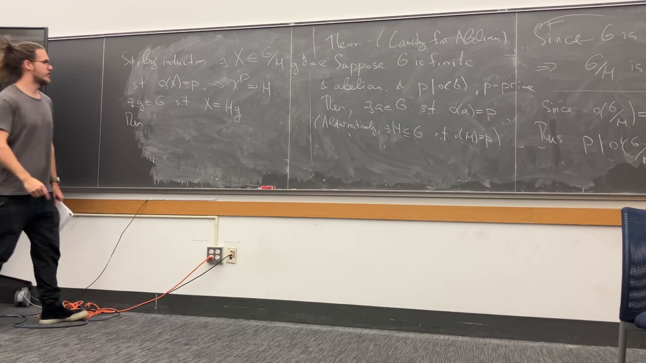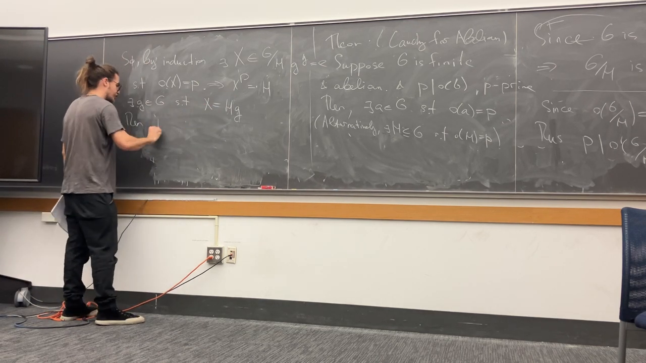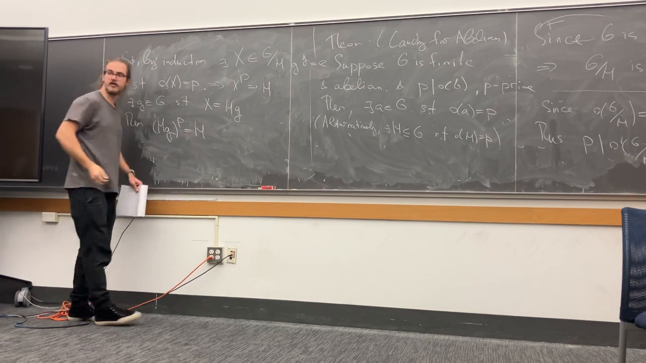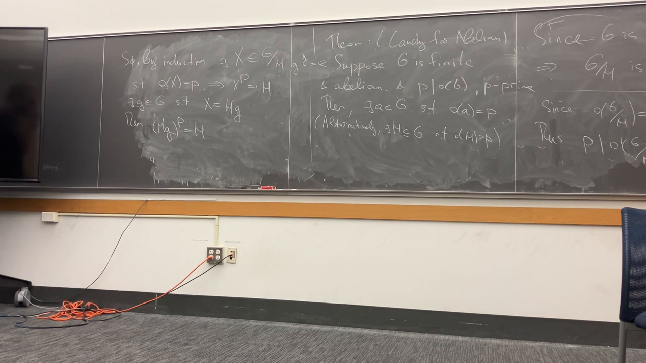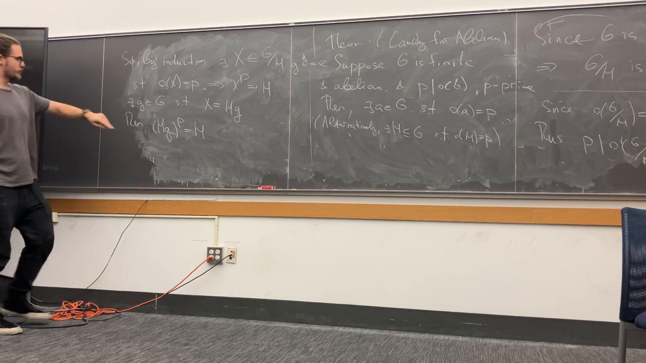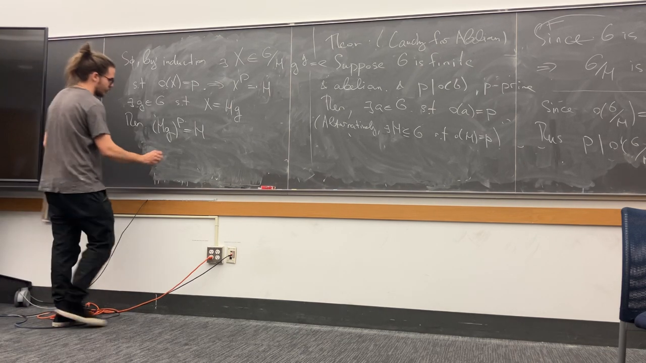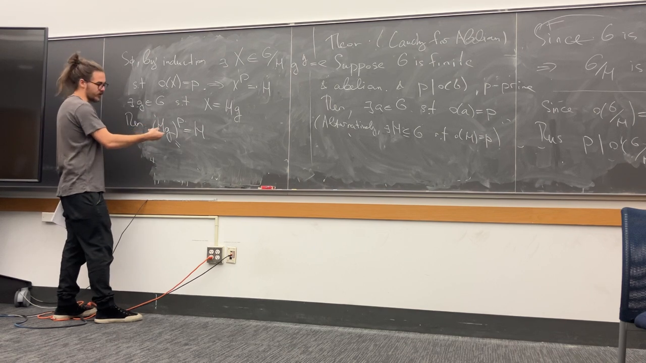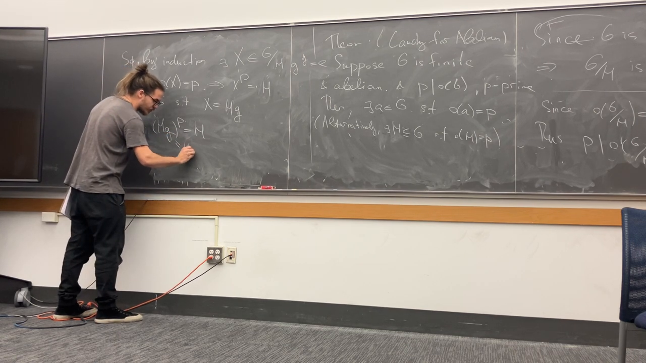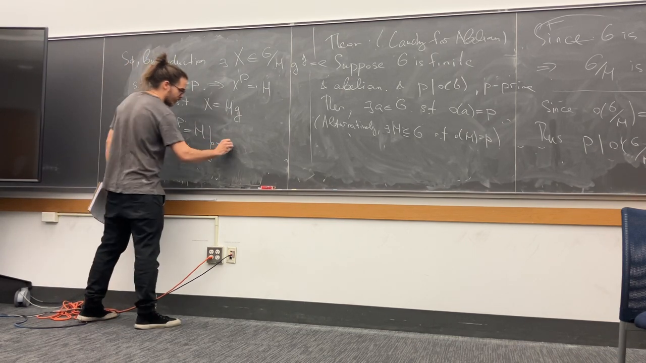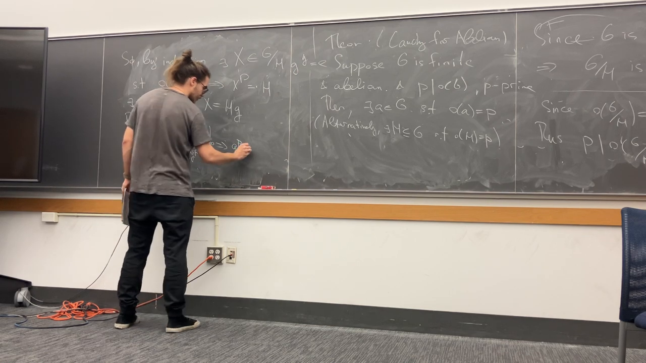Okay, so then you plug this in here, and you get hg to the power p is equal to h. This is the equation you get. So what can you confirm about g from this equation? g to the power p is in h. Because you know how right cosets work: this thing, hg, hg, hg, is just hg to the power p. And from here you obtain that g to the power p is in h.